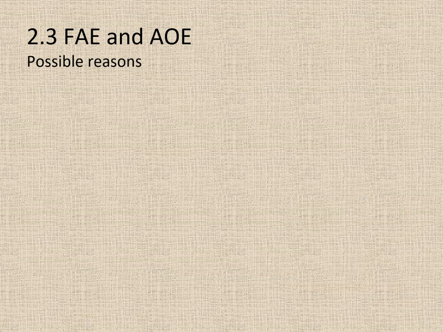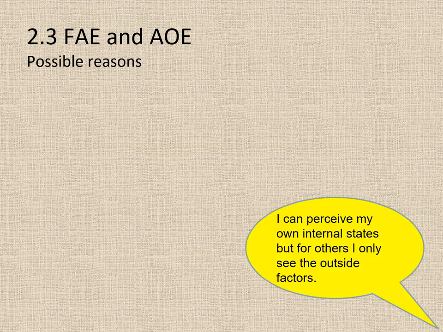Okay, well, maybe because I see all my internal... I can't see what you're feeling. No? So, but I can... I'm getting nervous. It's very easy for me to perceive why I like my girlfriend. Yes. But I can't always see why you like your girlfriend. No. I can only see the outside factors, that she's good looking and she has money or, you know. Yes. Yes.